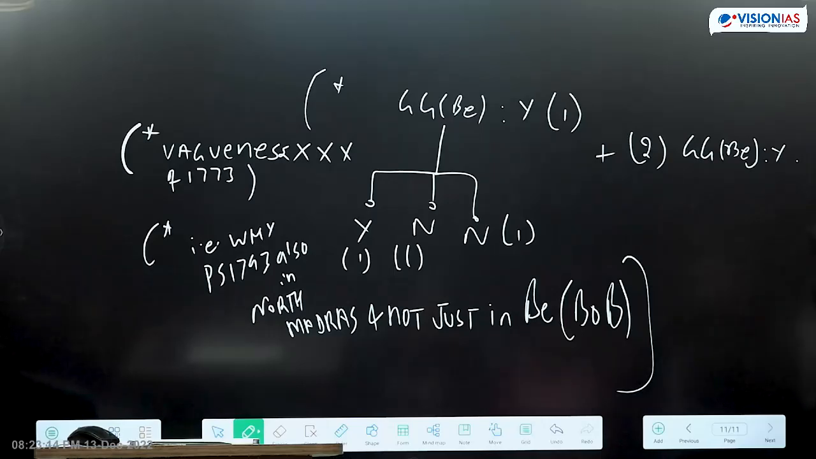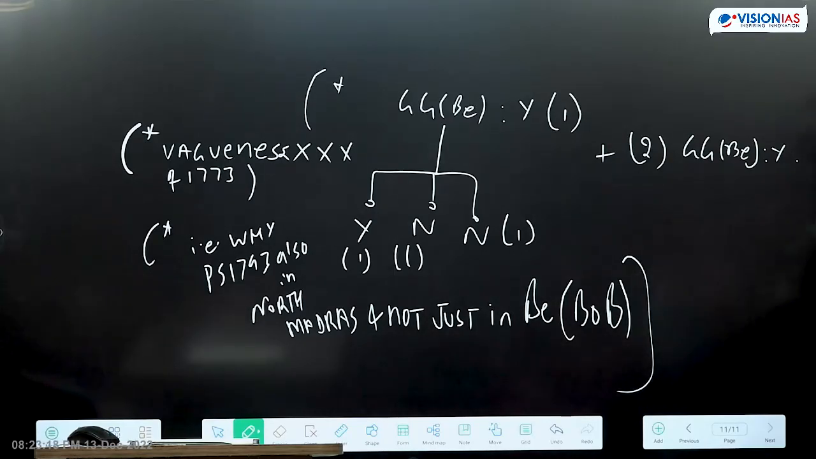Honey is saying, but sir, in Bengal they have indirect rule. Only until 1772 they have indirect rule. After that they have direct rule.